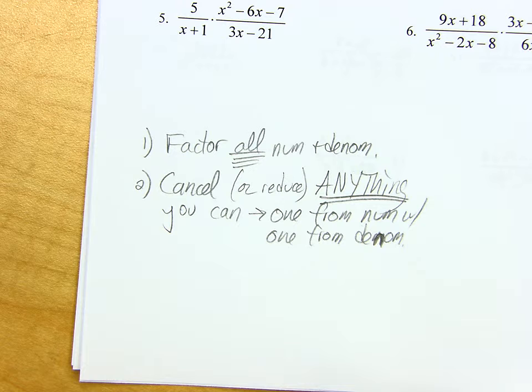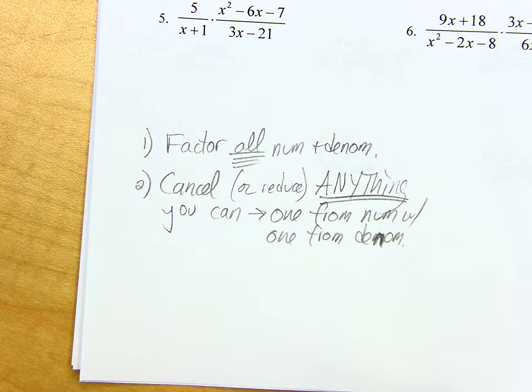Right? I can reduce loose numbers. Like if I have 16 over 12, I can reduce that fraction. If I have n squared over n, I can reduce those with each other. Just be careful. With the binomials, it has to be the entire binomial with an entire binomial. And they have to be identical.